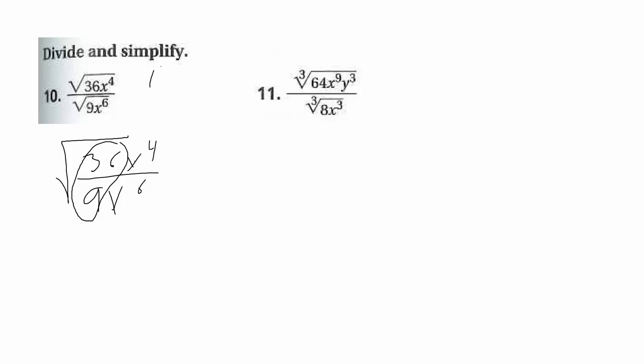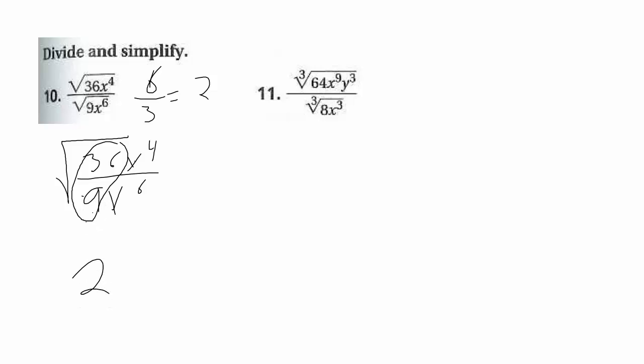Square root of 36 first, you get 6. Square root of 9, you get 3. That works out just fine, and that reduces to 2. But it also works out this way. 36 divided by 9 is 4, and then the square root of 4 is 2. So either way, you get 2 right here.